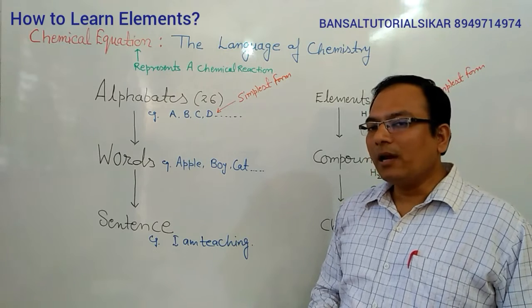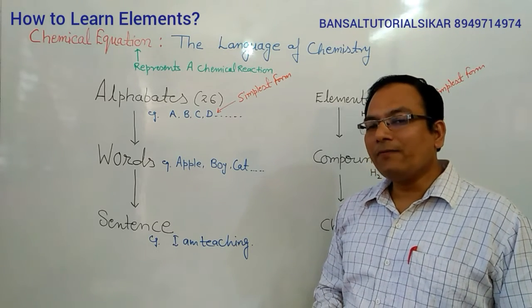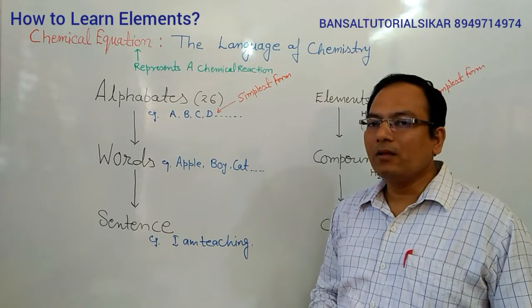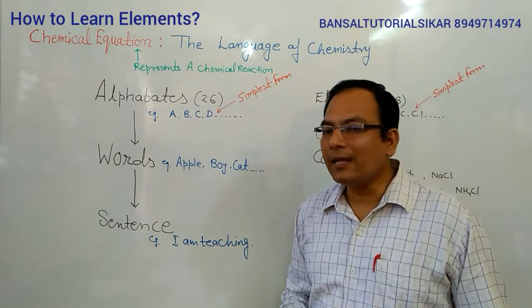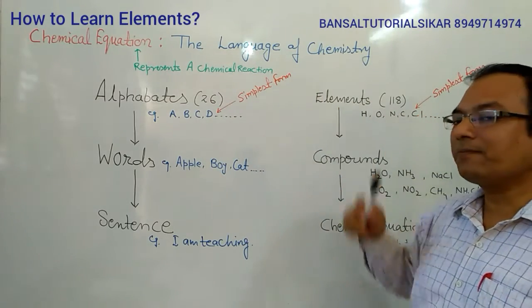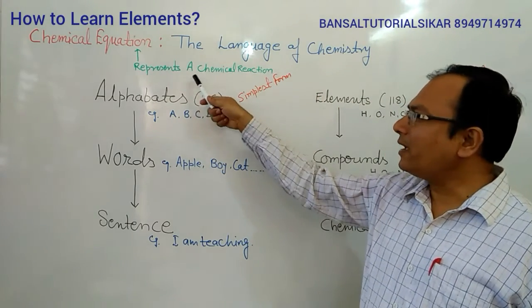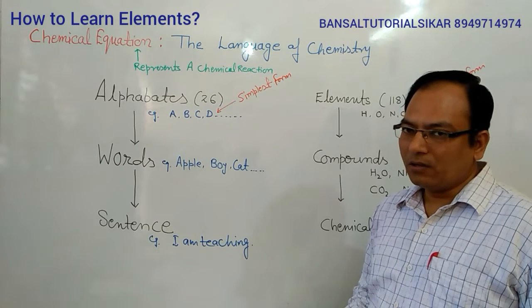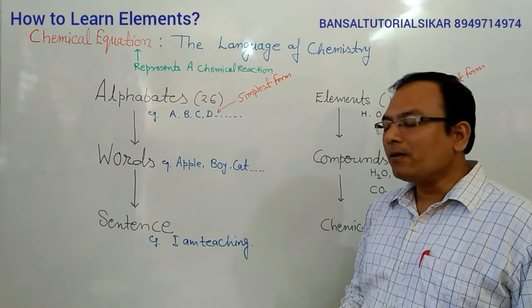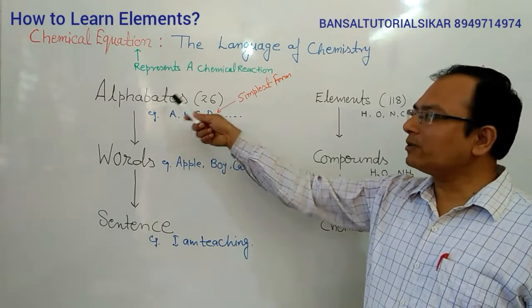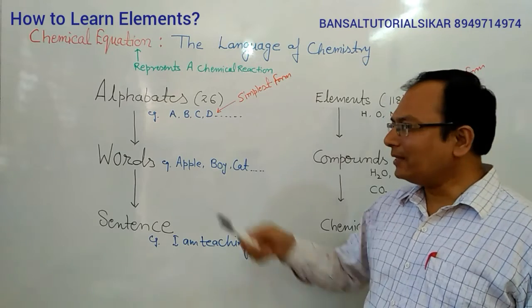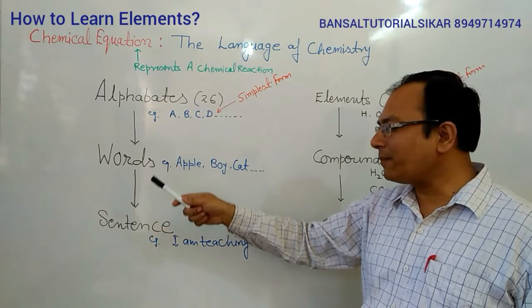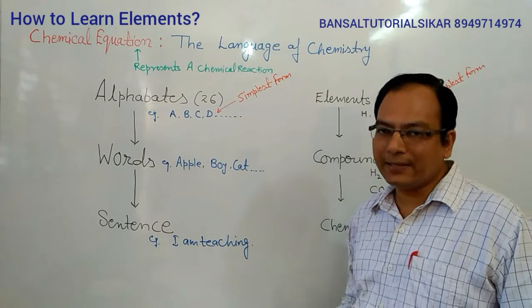Students, in the previous lecture we have discussed what a chemical equation is. A chemical equation is the language of chemistry, since it represents a chemical reaction. To understand any language, we first know about the alphabets, and these alphabets combine to form words, and these words combine to form a meaningful sentence.